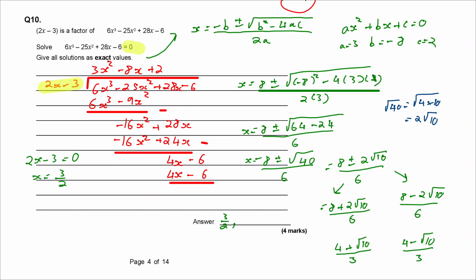You could split this up into 2 parts. You could write it as 4 over 3 plus root 10 over 3, but that's the same thing as this. So my other 2 solutions, you can just write it if you want to, are 4 plus or minus root 10 over 3, because this plus or minus is giving me this solution and this solution. Okay, that's number 10.